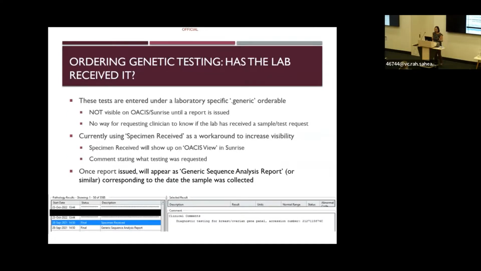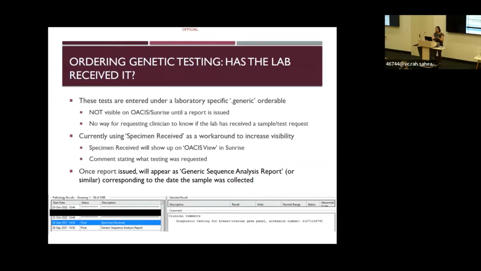So again, because we don't have these specific orderables, there's not a lot of great visibility in terms of has the lab actually received this request, because we order them under a laboratory specific orderable that unfortunately is not available or not visible on Oasis or Sunrise until a report has issued. So it's quite annoying. There's no way for you guys as the requesting clinicians to know if we've received a sample or test request. So we're using the specimen received orderable as a bit of a workaround to try and increase that visibility for you guys.